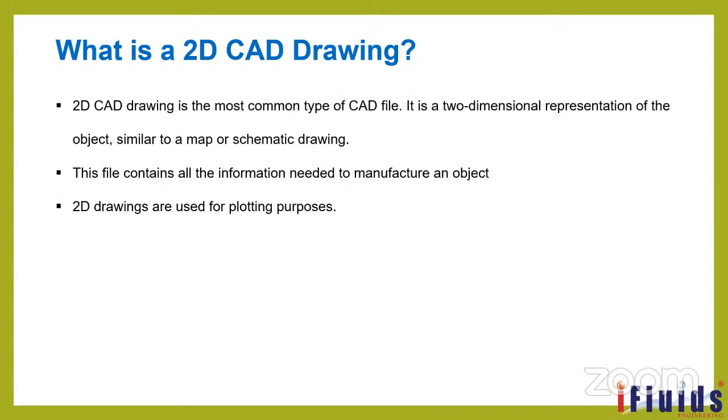Then what is a 2D CAD drawing? A 2D CAD drawing is the most common type of CAD file. It is a 2-dimensional representation of the object. As the name itself says, it is 2-dimensional, in the X and Y directions, and we can take information from the drawing. This file contains all the information to manufacture an object. 2D drawings are used majorly for plotting purposes.